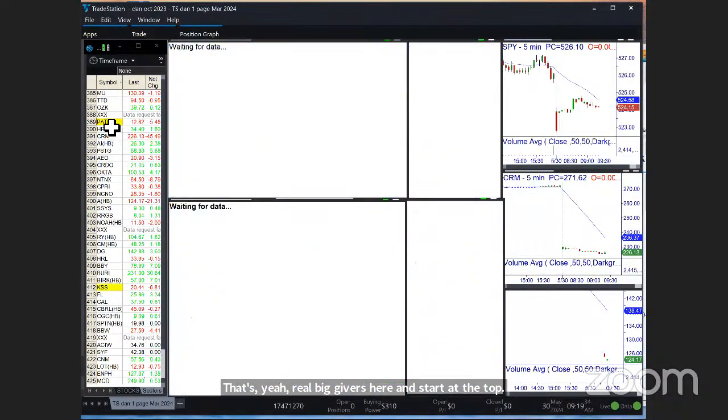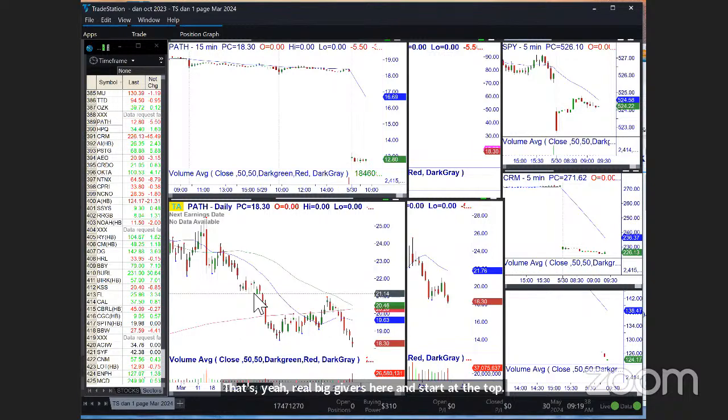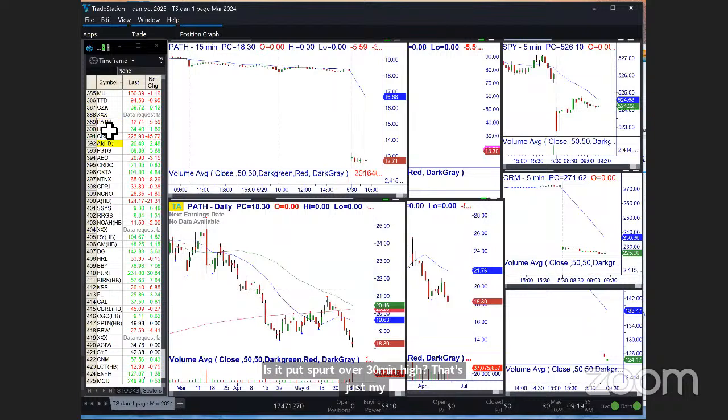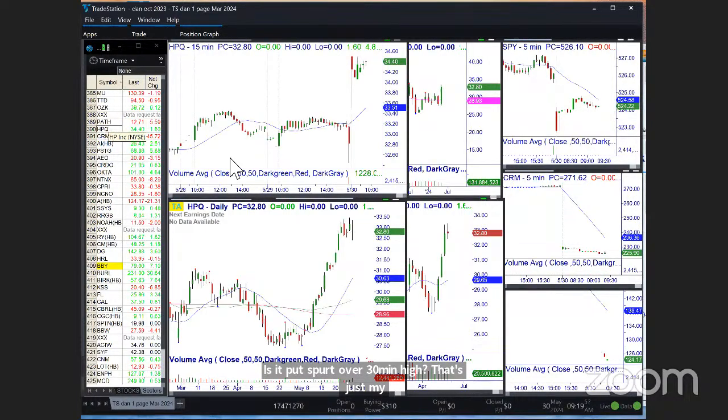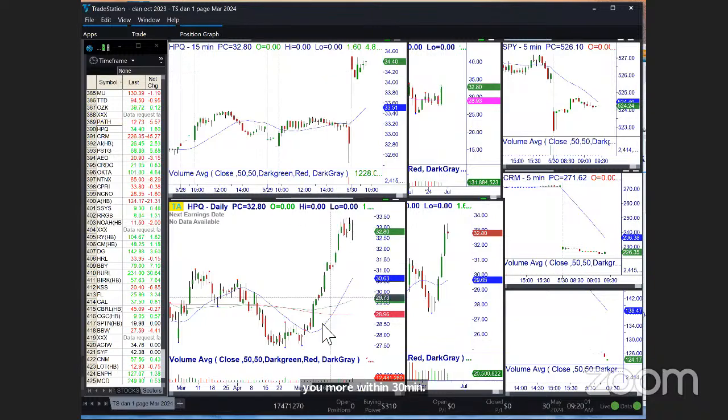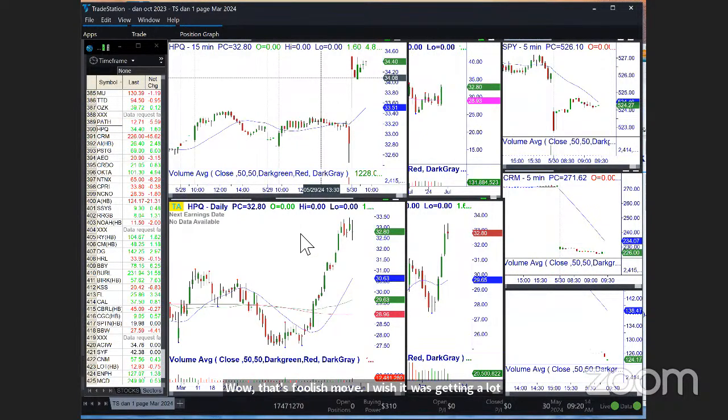Path getting killed. So my bias is when we get a big old gap, particularly after it's down 10 bars in a row, is a put spread over the 30-minute high. That's just my vanilla bias. And then I'll tell you more within 30 minutes. But I'm watching that. This thing gapping up to 34.40. What a crazy bullish move. Wow, that's a bullish move. I wish it was gapping a lot more, like maybe $37, then I would say call spread.